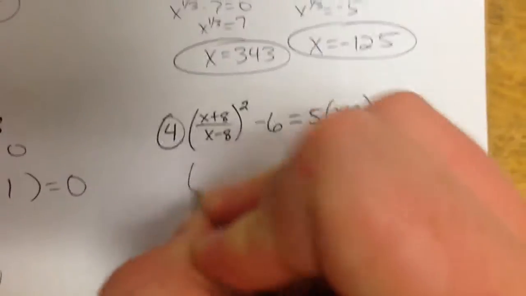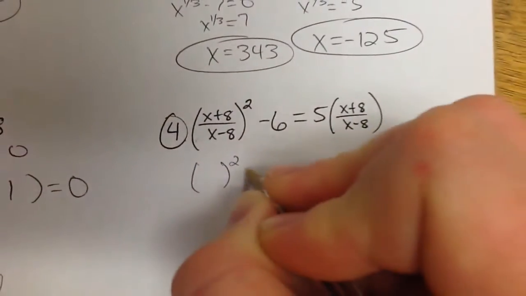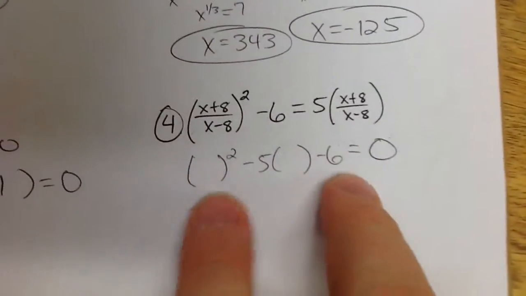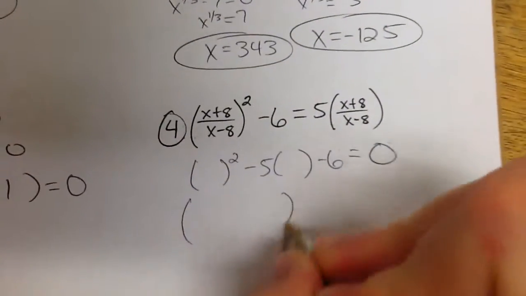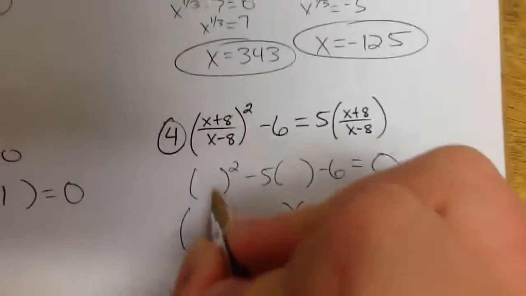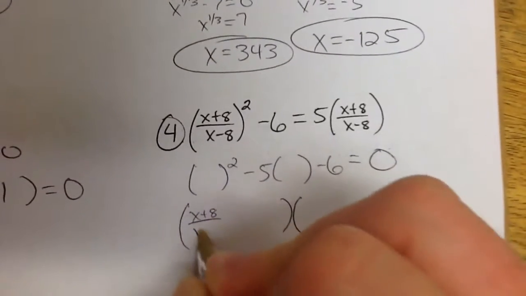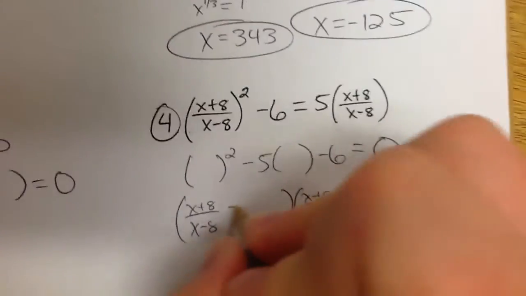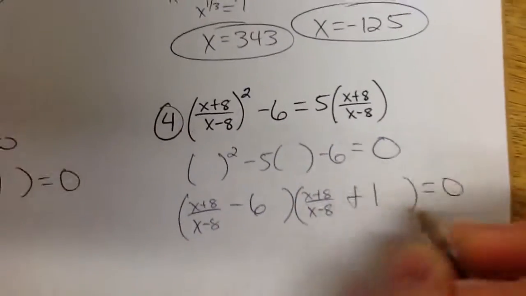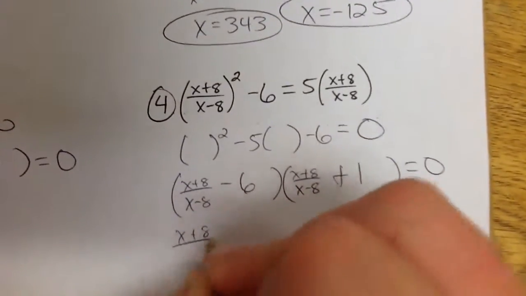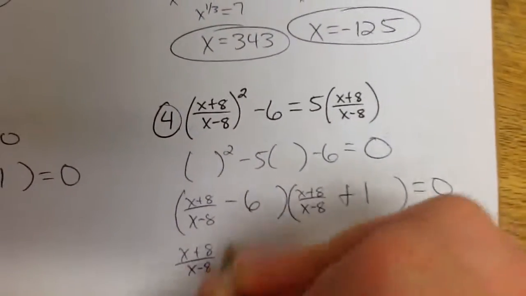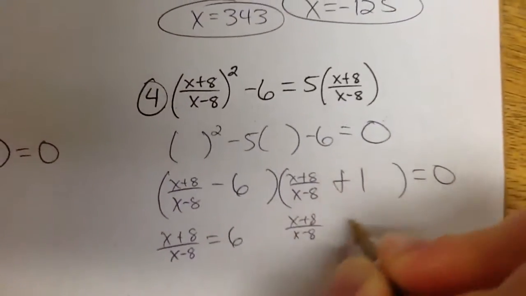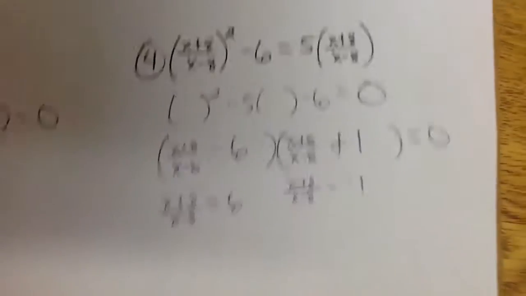Let's see, we got a big thing squared, and then we're going to subtract that over minus 5 times that same big thing, minus 6 equals 0. So then we just factor that like normal. So we're going to have that thing, x plus 8 over x minus 8. Multiply to negative 6, add to 5 is negative 6 and plus 1. Set each one equal to 0, so we'll have x plus 8 over x minus 8 minus 6 equals 0, so you'll add 6. And then x plus 8 over x minus 8 plus 1 equals 0, subtract 1, get that.